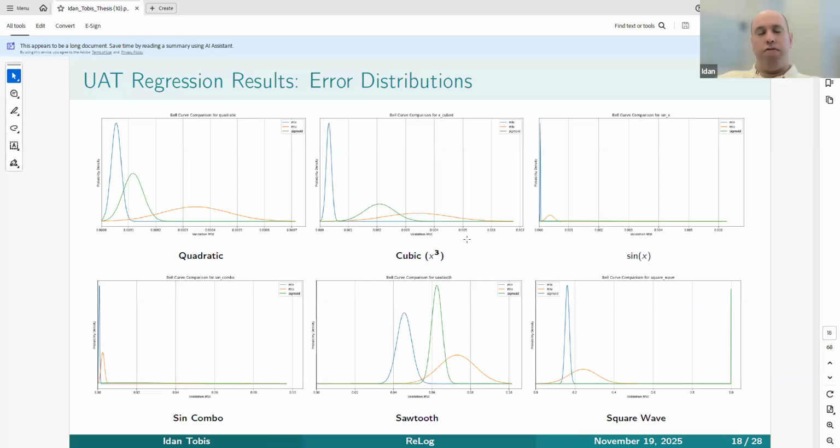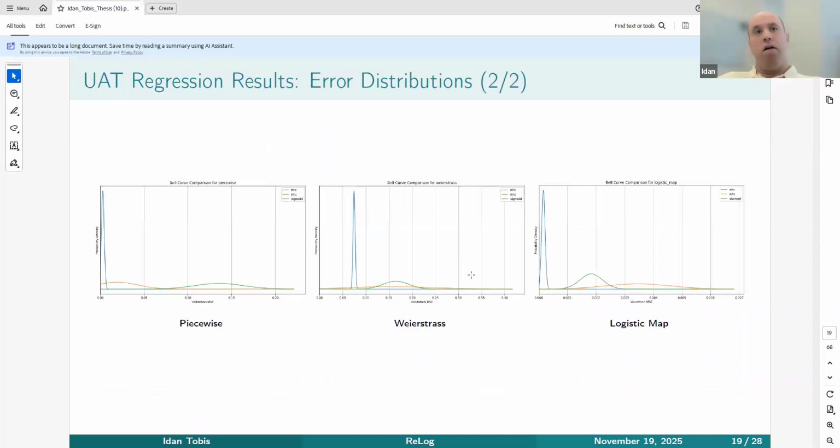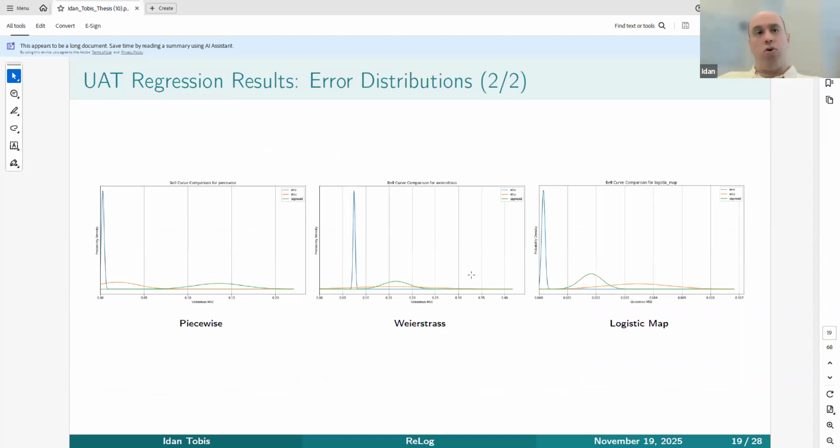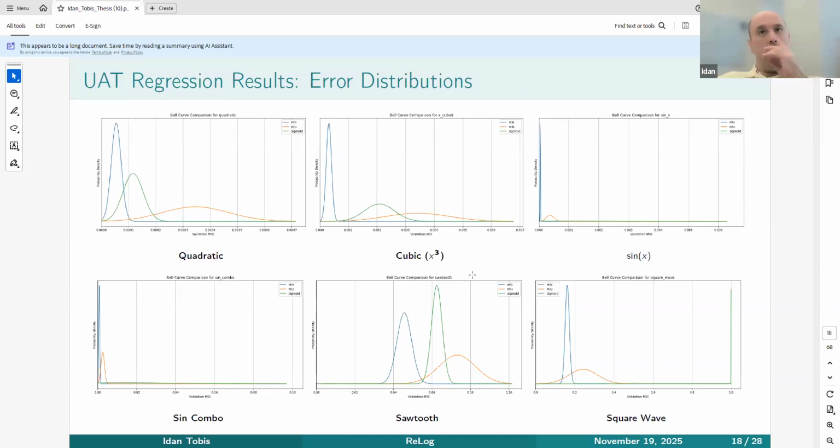So first 6 functions. So we had a quadratic function, a cubic function, a sine function, a combination of sinuses, sawtooth function, square wave, and piecewise, Weierstrass, and logistic. These are, let's say, the continuous functions, and the last 3 ones are non-continuous, or at least non-differentiable: piecewise, Weierstrass, and logistic map. And as you can see, the blue graph is ReLog, and the green one is sigmoid, and the yellow one is ReLU.